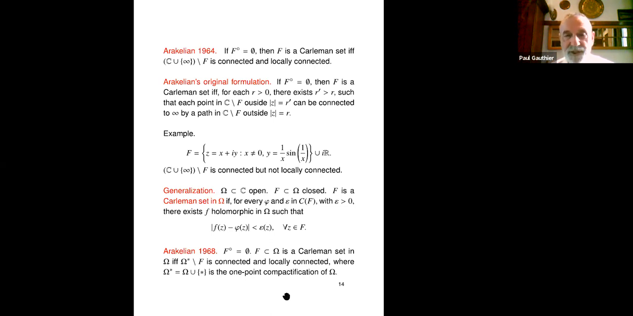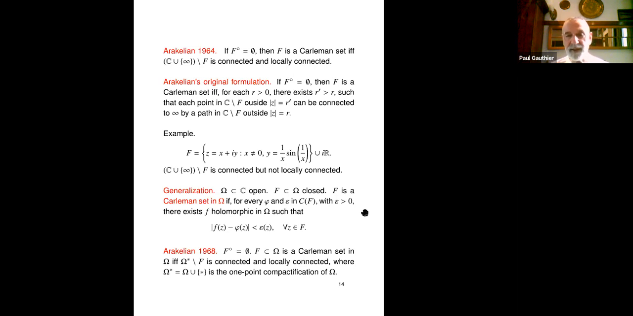Now here's a generalization, replacing the complex plane with an open subset omega. Take a closed subset F, and it's a Carleman set in omega. That is, we approximate by functions holomorphic in omega. This is a definition now: if for every continuous function phi on F and epsilon positive, there exists a function holomorphic in all of omega which approximates phi within epsilon everywhere on the set F.